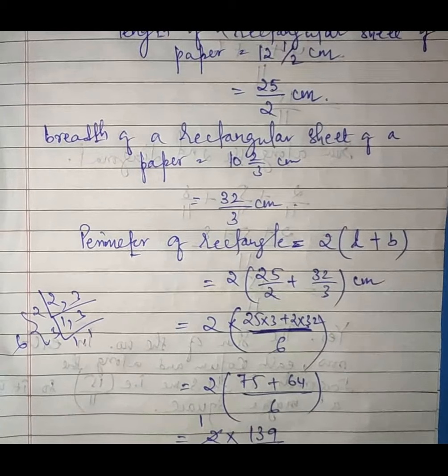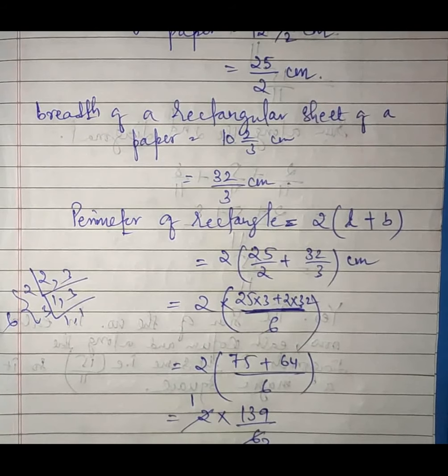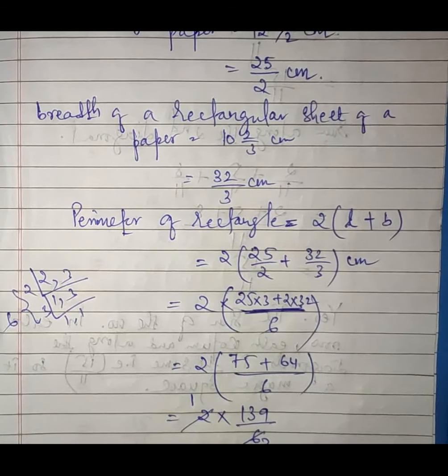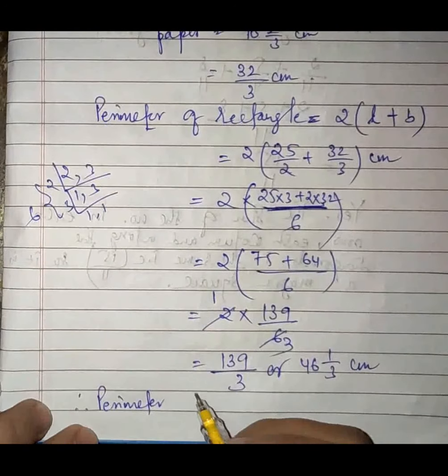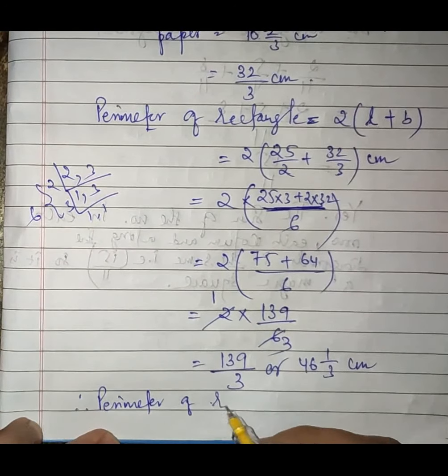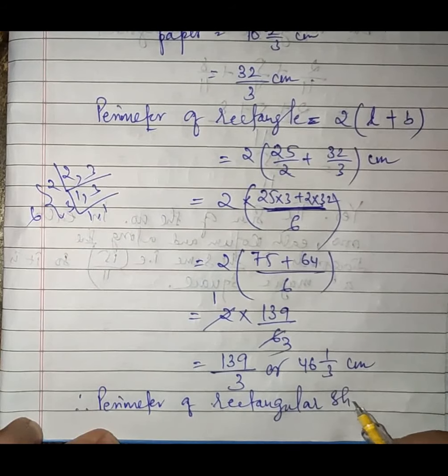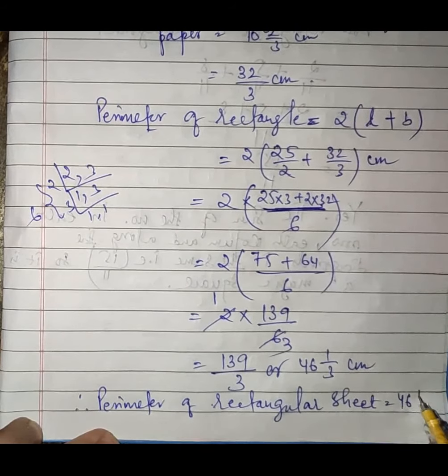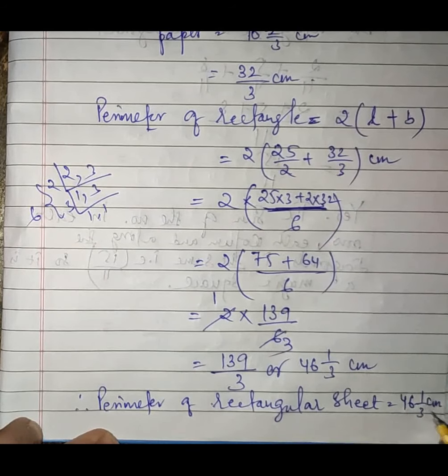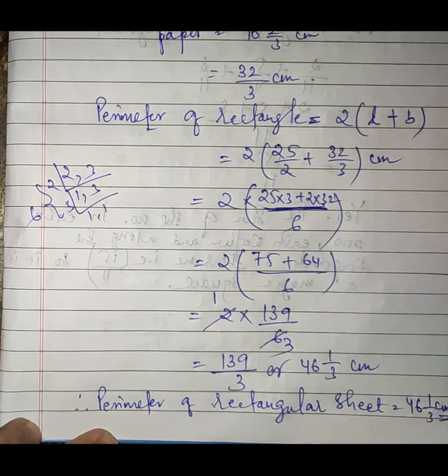So the perimeter of the rectangular sheet, therefore, perimeter of a rectangular sheet is equal to 46 whole 1 by 3 centimeter. All right, I hope you are clear with this.